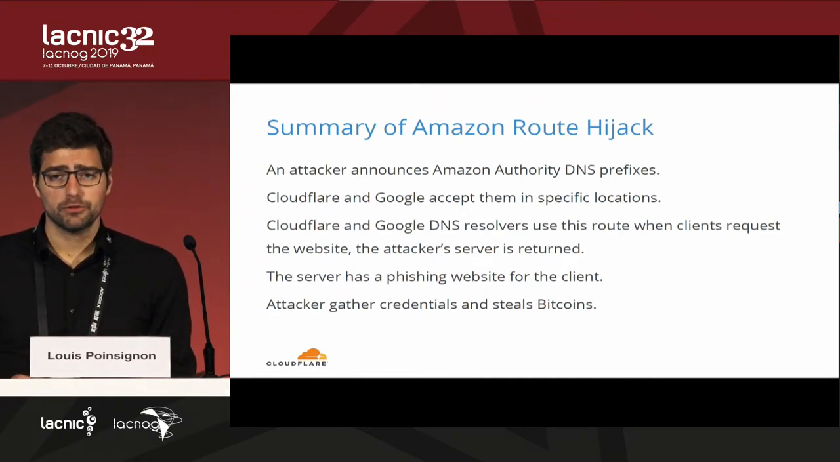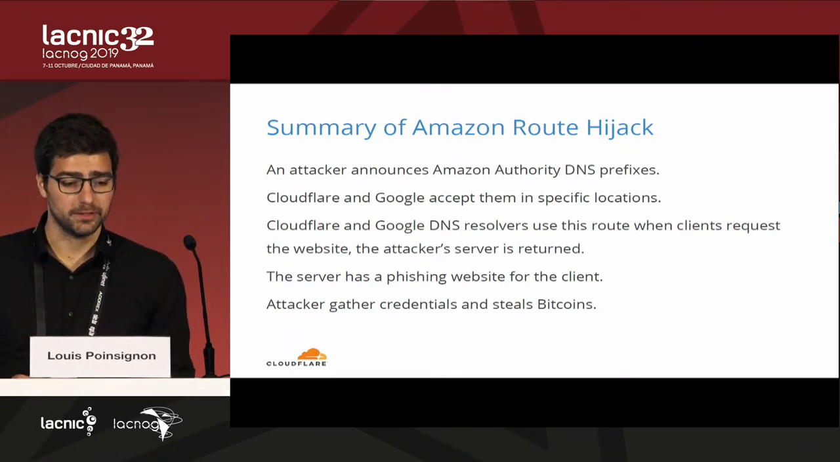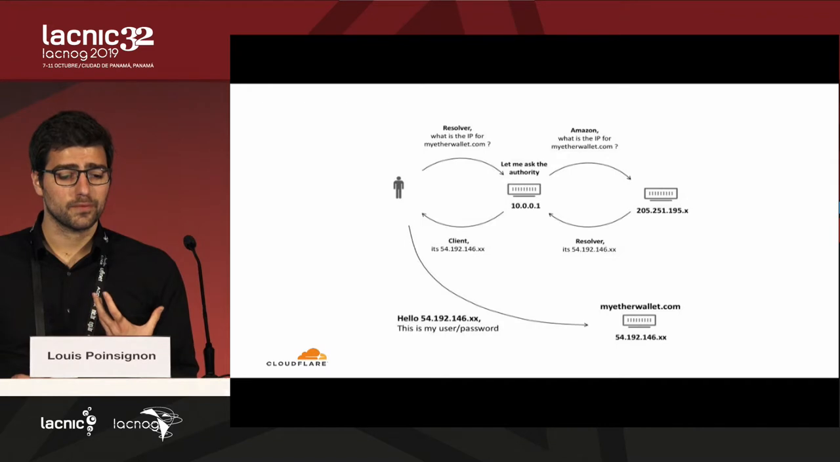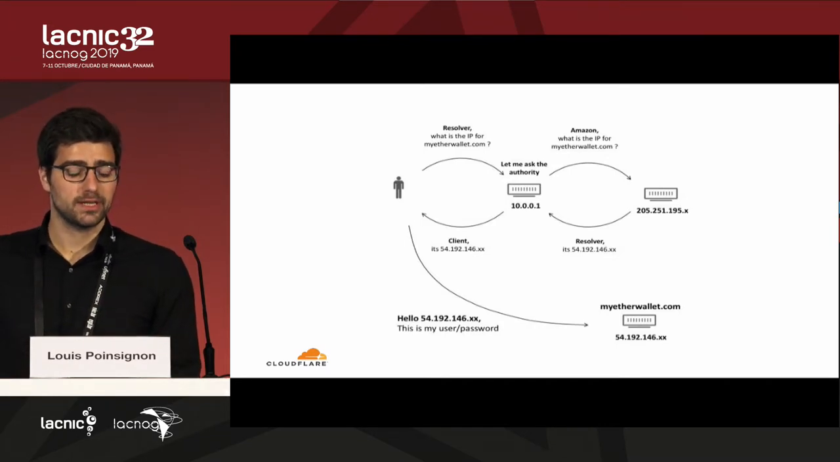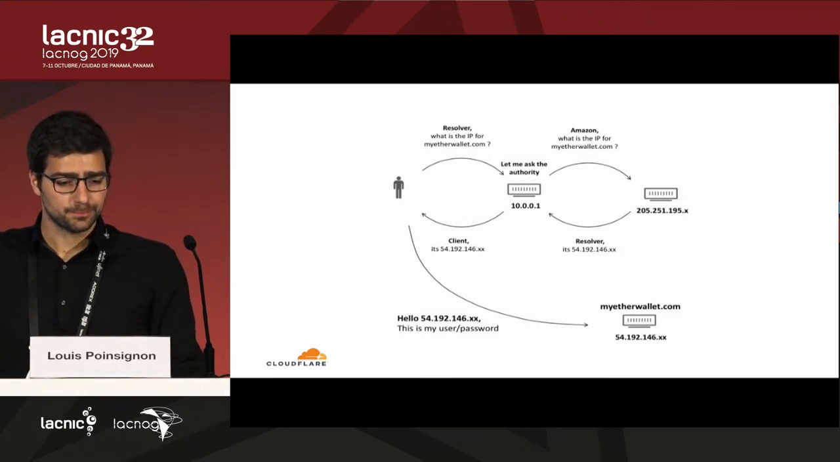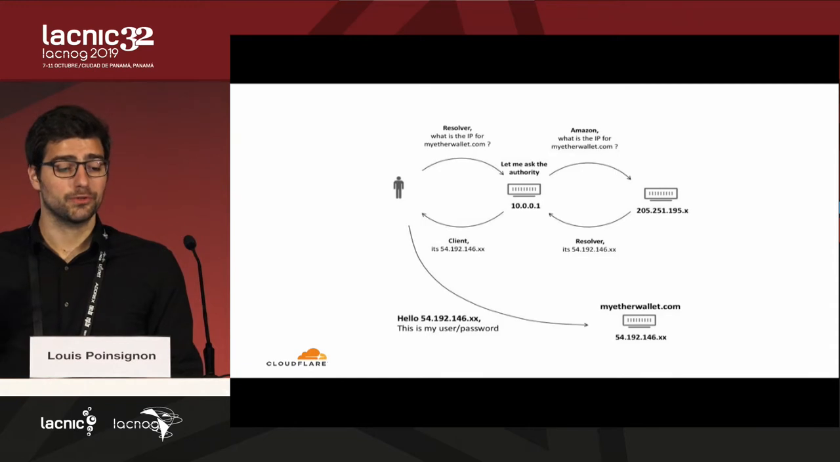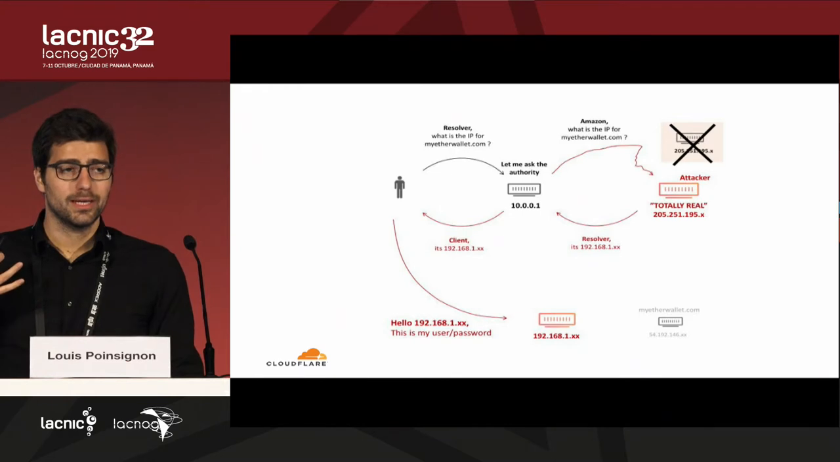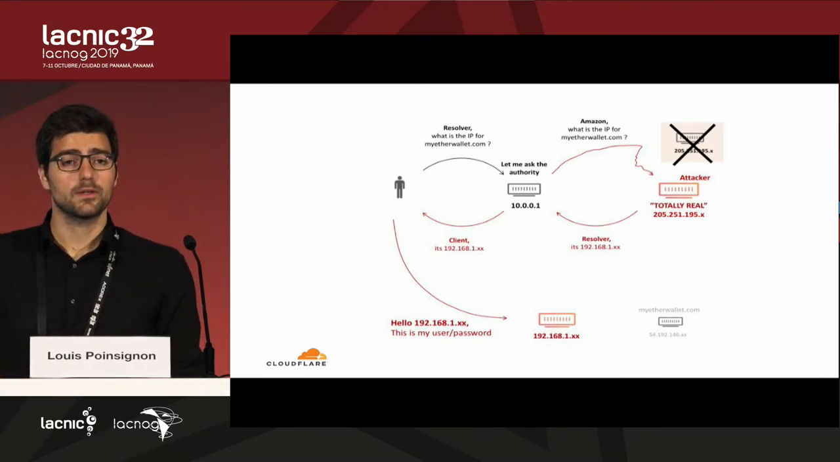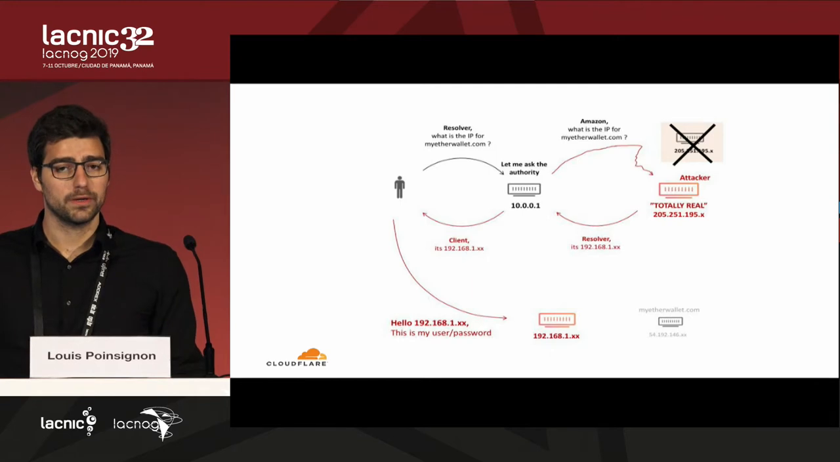And the server that was returned was a phishing website. The attacker gathered credentials to steal Bitcoins. So this is the effect of the route leak. This is a diagram that we published on a blog post. There's the resolver. That's the normal case. The resolver asks the authority on Amazon. The authority returns the correct result, and we return the result to the client. And it connects to the website. In the case when it got hijacked, there was another server that replied with a wrong address. And that's how the phishing happened.